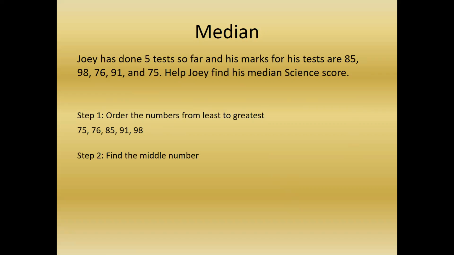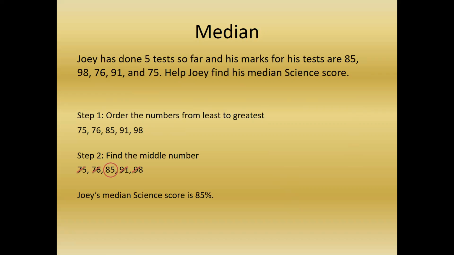And then step number 2 is find the middle number. So we have our least to greatest, and we're just going to start crossing off the least and the greatest. So we cross off the least and greatest numbers, so 75 and 98 get crossed off. We don't have to worry about them. And then we have to cross off the next least and the next greatest. So you always cross off 2 numbers at a time until you get to the middle number. So 76 and 91 are crossed off, which means that 85 is our middle number. So 85 is the median. So Joey's median science score is 85%.